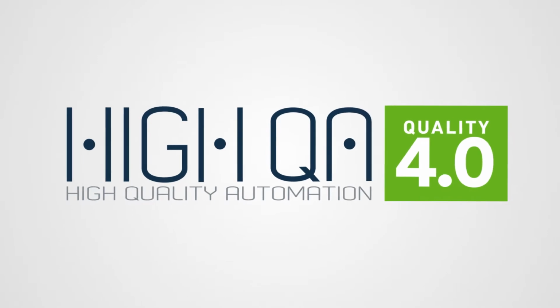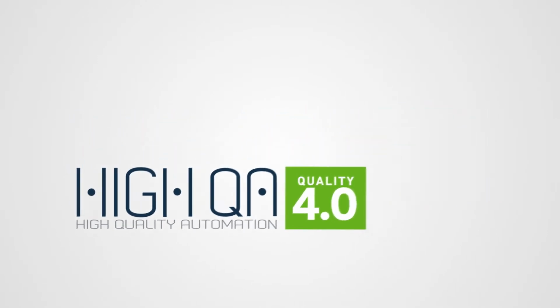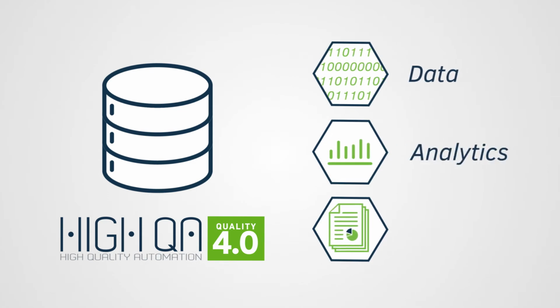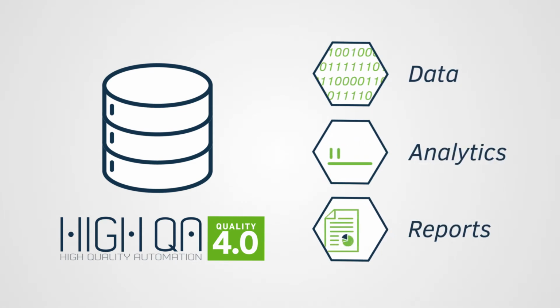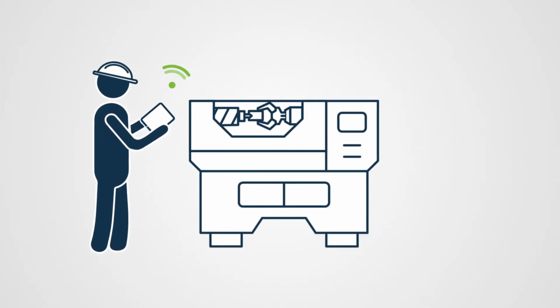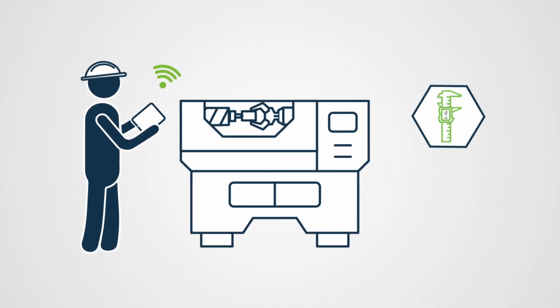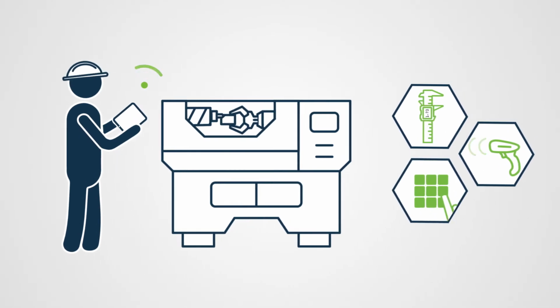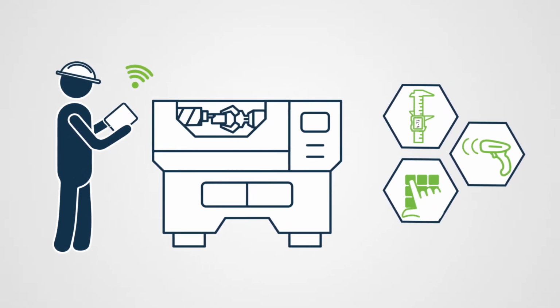High QA's quality management platform provides a centralized database for all of your inspection data, analytics, and reports, no matter how or when they're collected. Our suite of data collection apps interface directly with digital gauges, barcode scanners, and human input in order to aggregate inspection results right from the shop floor.